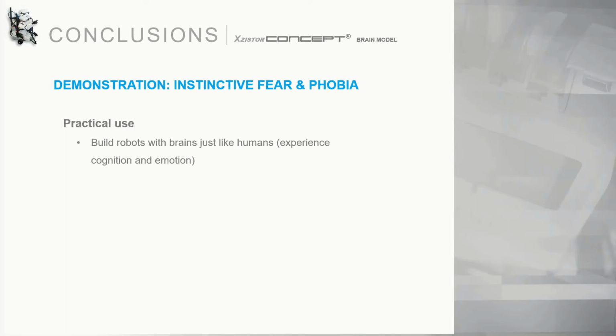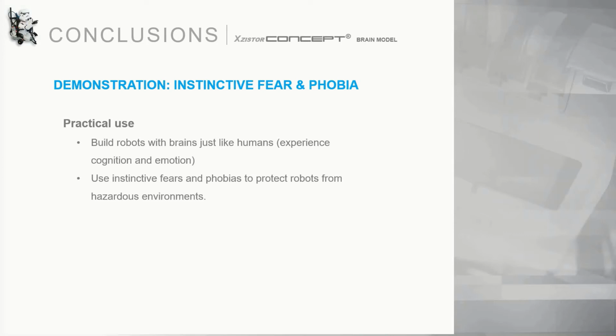So let's take a look at some practical uses. The big thing is now we're trying to build robots with brains just like humans, and we've proven this Xzistor concept brain model can do many things, and this is just another one on the tick list. We want to say, okay, instinctive fear and phobias, we can achieve that by the simple few algorithms running in the Xzistor concept brain model. So we can help the robot to understand cognition and emotion, and all of that is achieved by the simple algorithms driving the model.